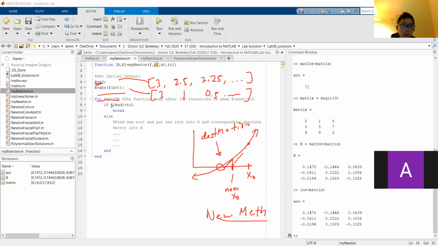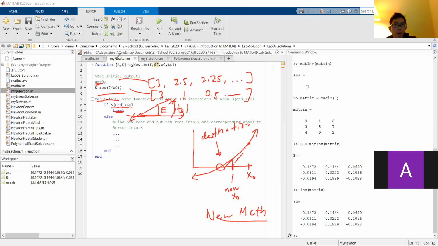So let's say this is our error. Here's the x-axis, and here's our function, and this is our error. If it's less than the tolerance, then we're good. And then we just break the function and return our R, return our E.